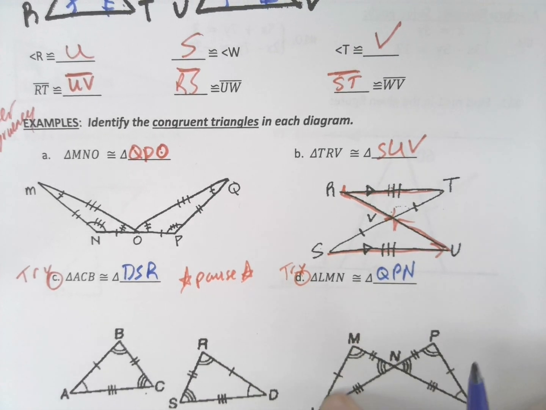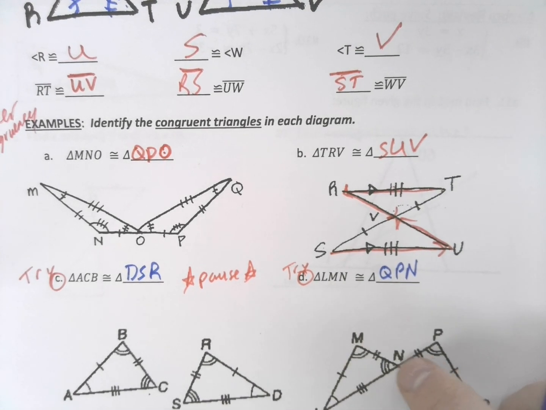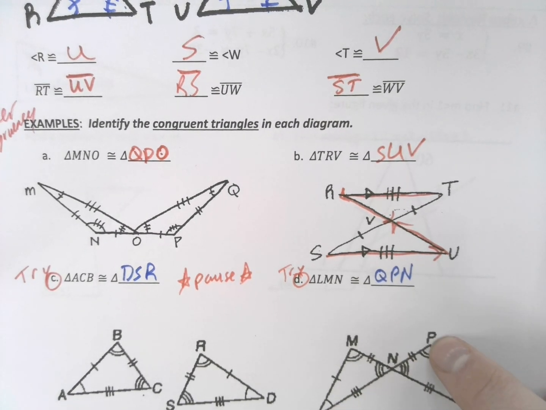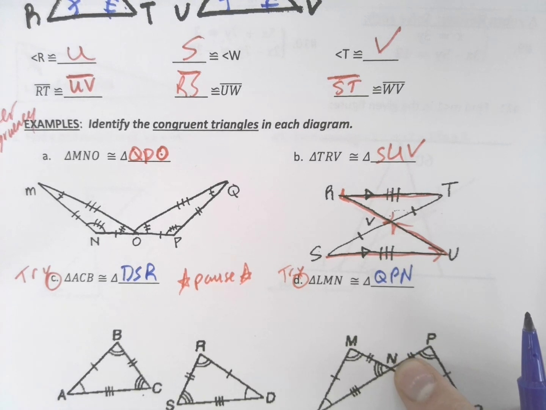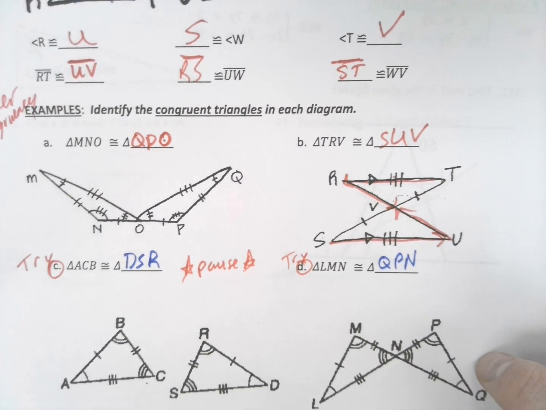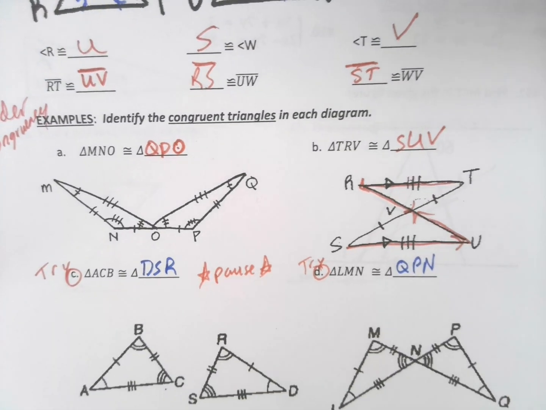LMN, L to M is 1, M to N is 2, and then 3. So we're going to go Q to P is 1, P to N is 2, and then, of course, back to Q would be 3. So very nice there, guys. If you have any questions, again, let me know.